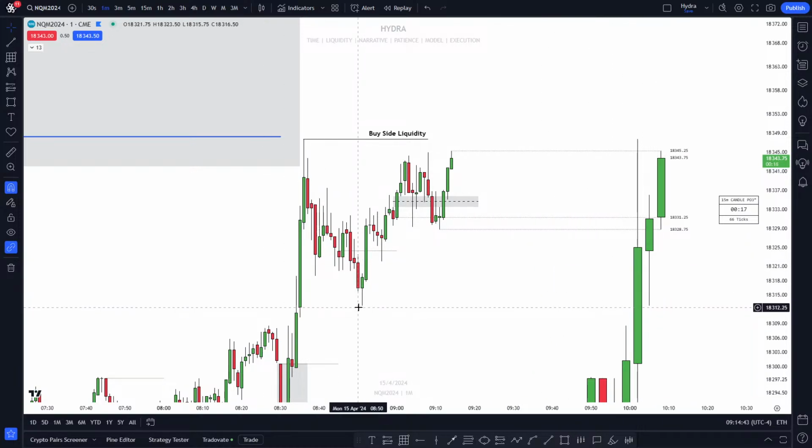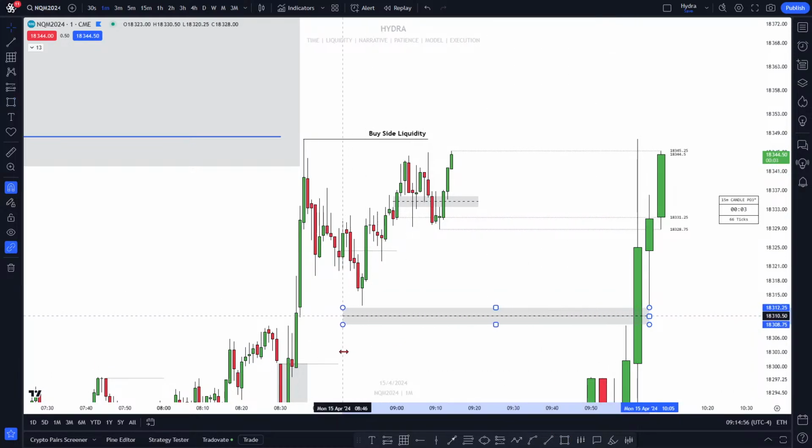I think this low will be good for a target at 930. It's also aligning with the unfilled fair value gap from 15 minute. See that we have it here, and it's just below the swing low.